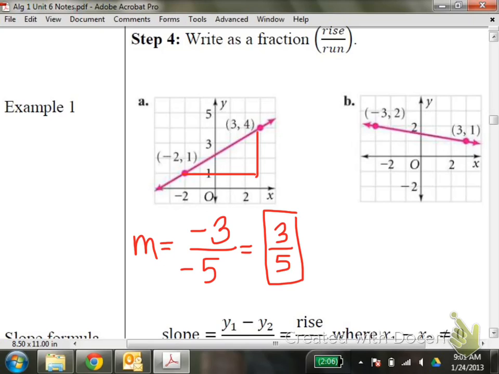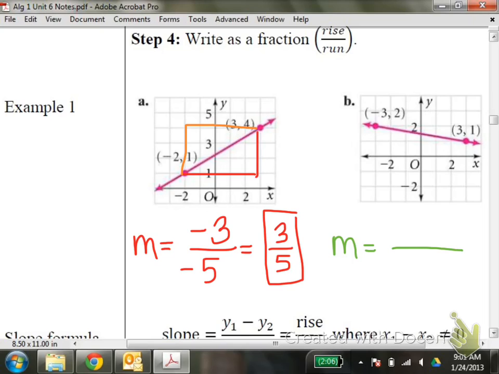Juliana asked, what if I started at negative 2, 1 and went up 3 and right 5? You would get the exact same answer. So you can go either way. Like I said, typically I start at the lower one and then count towards the upper one, but it really doesn't matter. So what I want you all to do right now is try B by yourself. Find me the slope of B. You can start at either point. It does not matter.